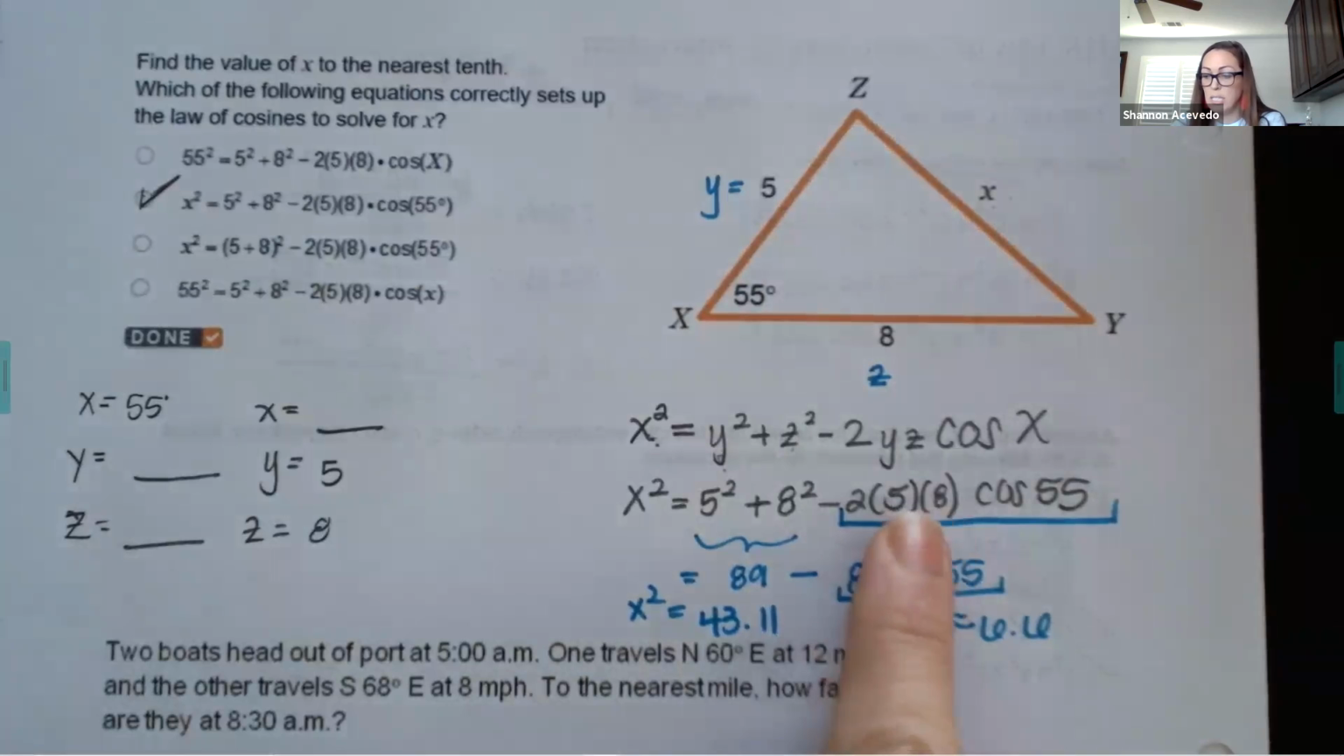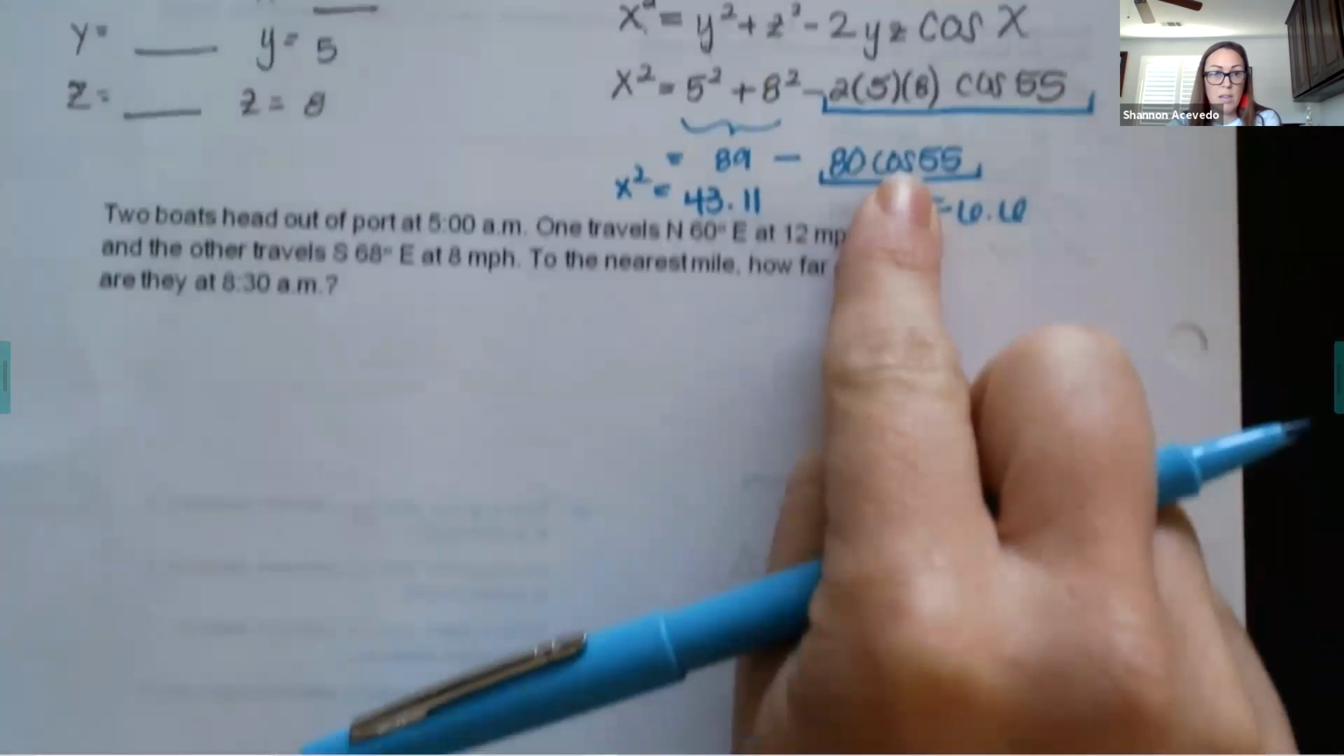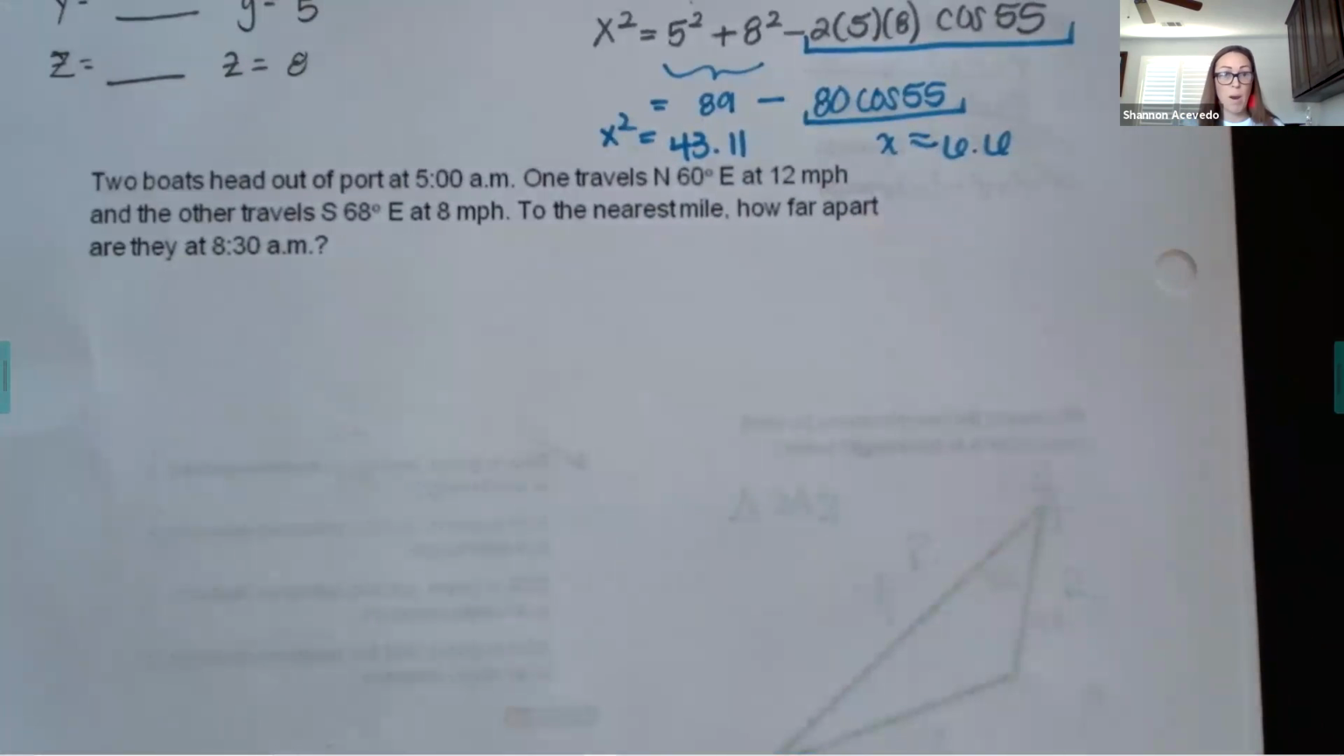So again, this is the coefficient of the cosine. And my last problem, these ones are hard for you guys to visualize and understand what's going on. So I really wanted to make sure that I do one of these problems with you guys. So it says 2 boats head out of port at 5 a.m.